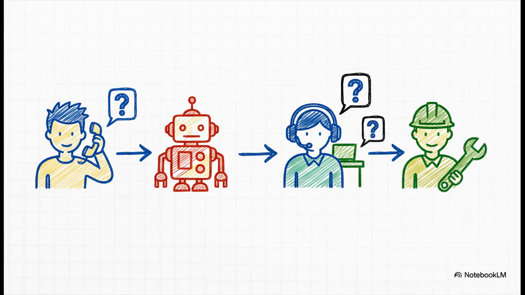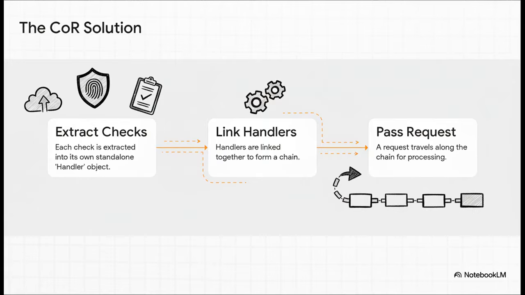The solution is something we've all been through when we call tech support, right? Your call, your request, gets passed along a chain. First, you hit an automated system. If that can't solve your problem, you get passed to a tier 1 operator. If they can't solve it, you get escalated to a senior engineer. Each link in that chain gets a chance to handle your request. And that's exactly how we organize our code with this pattern.